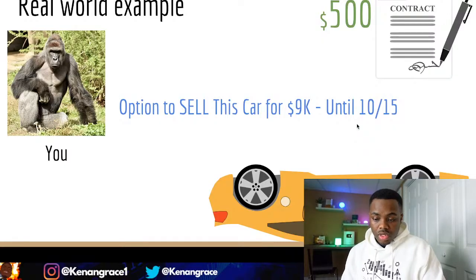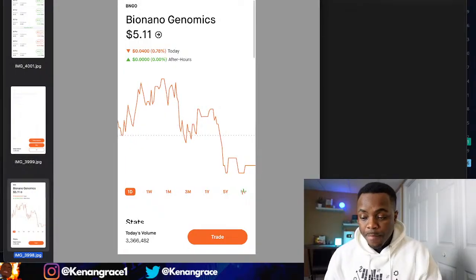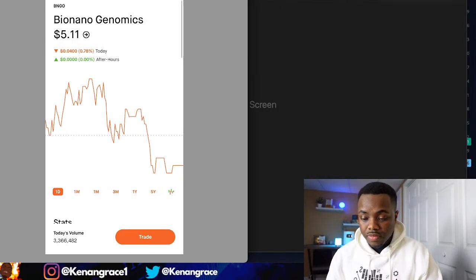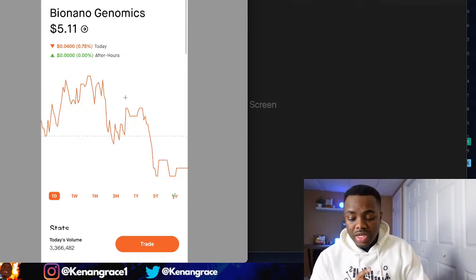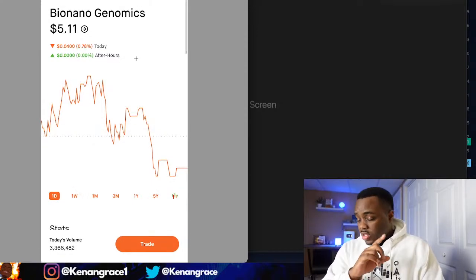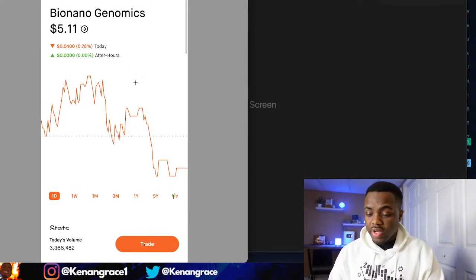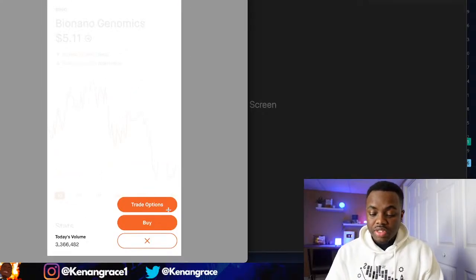Okay, so now what I want to show you is a real example actually using a stock. So let's say we have BNGO right here, and it is currently $5.11. We're going to click trade, and then you see trade options, and then you click trade options.